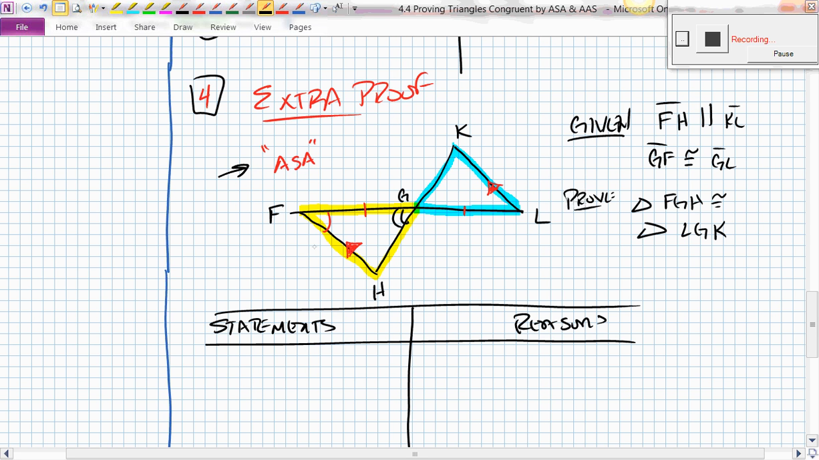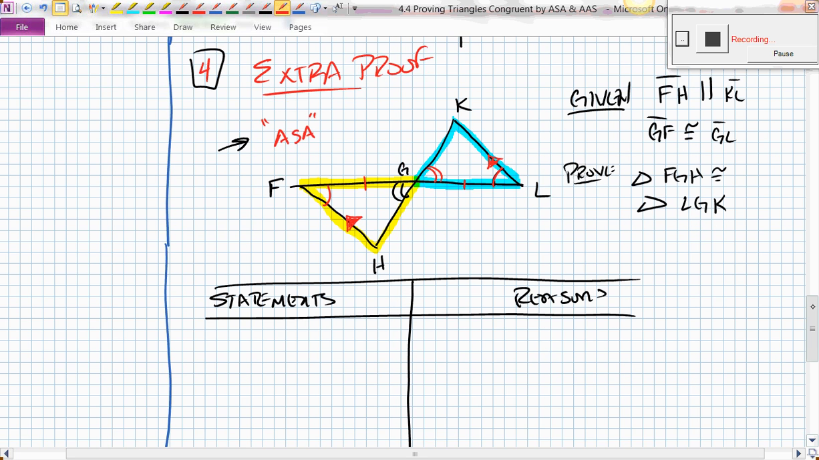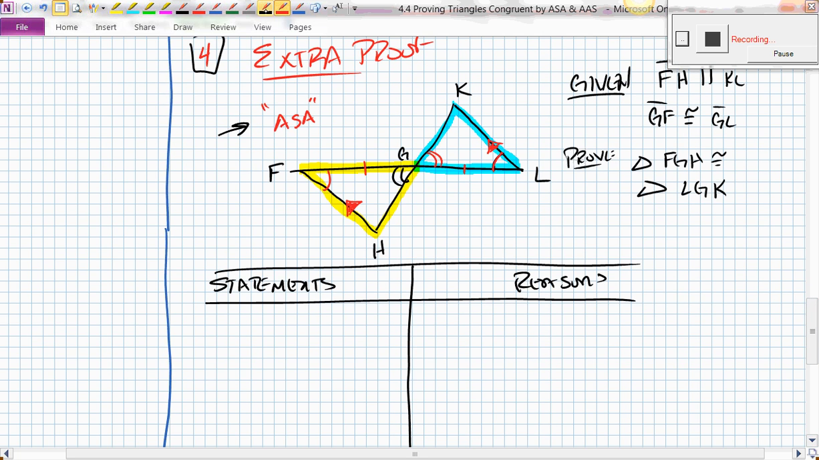We can get this angle, angle F and angle L, because they're going to be alternate interior. It should be red. They're going to be alternate interior. We can get a side here because it's given to us. And then we can get angle FGH and KGL because they're vertical. So we came up with an angle, side, angle approach. And let's prove that right now.